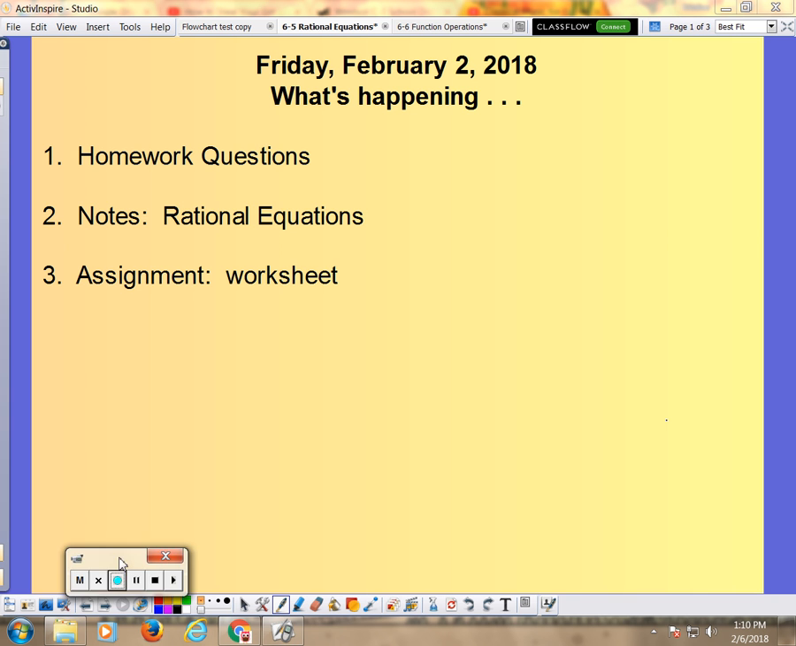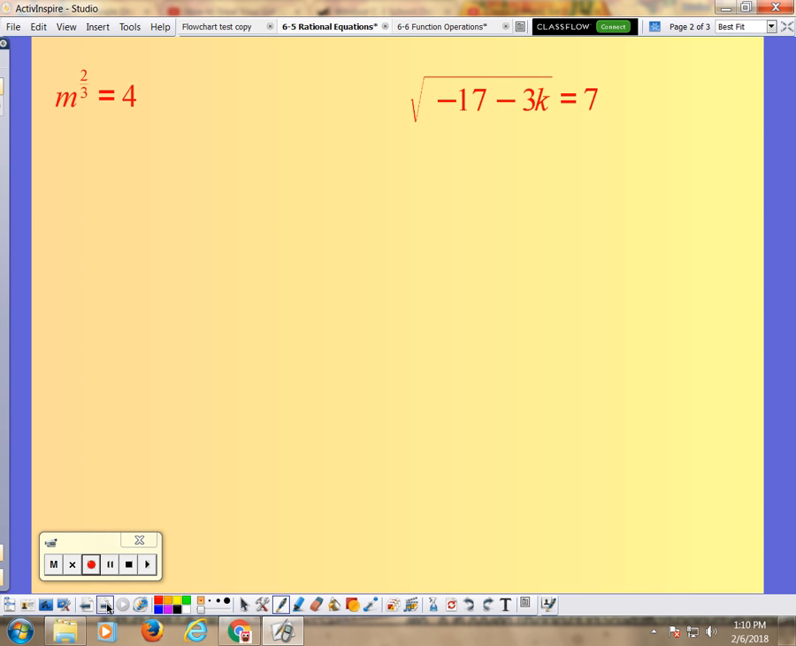All right, everyone, we're going to talk about rational equations today. So we're going to take what we've learned about simplifying radicals and all of that, and we're going to use it to solve equations. So on the left, I start with the rational equation of m to the 2/3 power equals 4. I need to remove that 2/3 from that exponent.